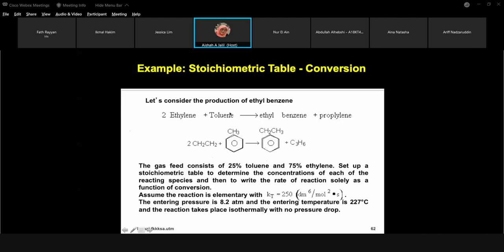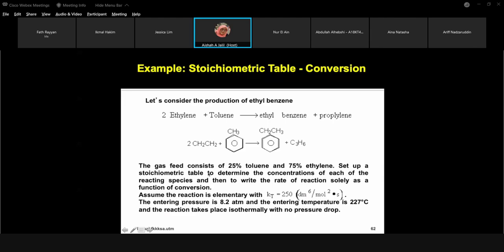Let's consider the production of ethyl benzene. Okay, ethyl benzene. What is ethyl benzene? You have ethyl, you have benzene, in a benzene ring. So production of ethyl benzene from ethylene plus toluene. This is toluene. Ethyl benzene plus propylene. Okay, this is the question.